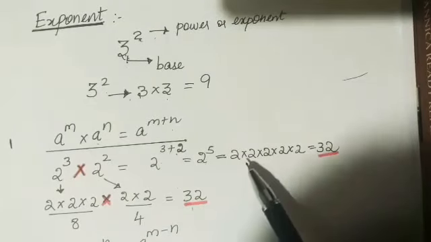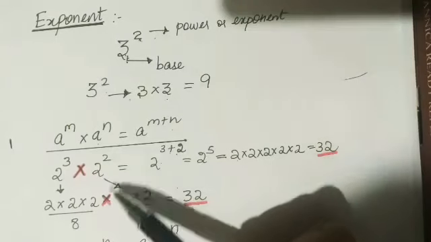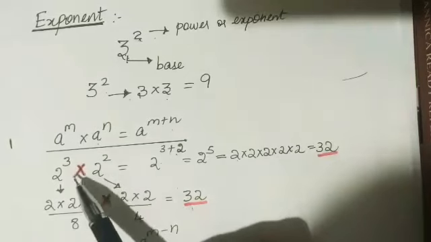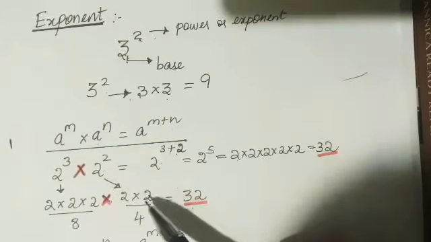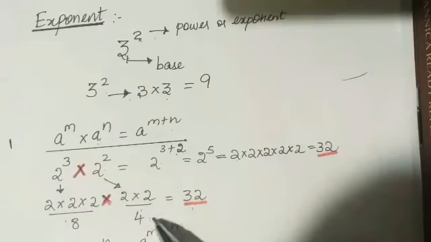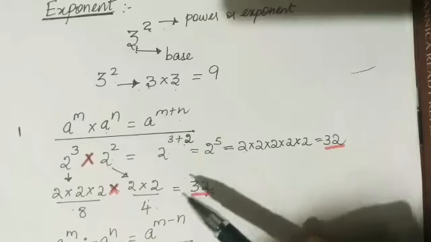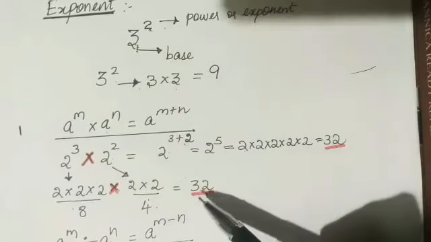When you add 3 and 2, you get 5. That is, 2 raised to the power 5 means 2 into 2 into 2 into 2 into 2, and you get 32. You can also do this without using the law of exponents. Check whether you get the same answer. What is 2 raised to the power 3? It is 2 into 2 into 2, which is 8. 2 raised to the power 2 is 4. So 8 into 4 is 32. So we have checked that the law holds good. You get the same answer.